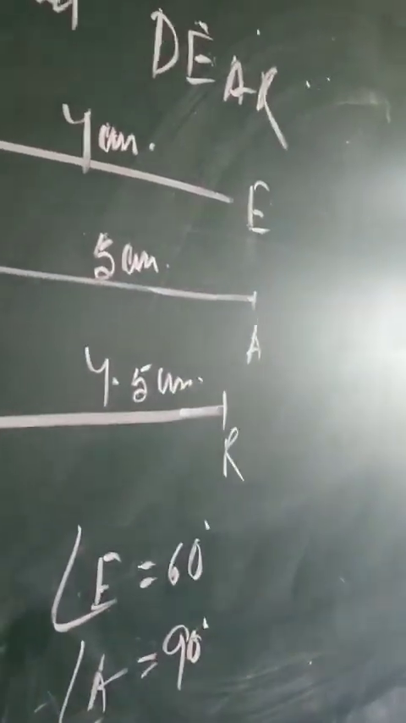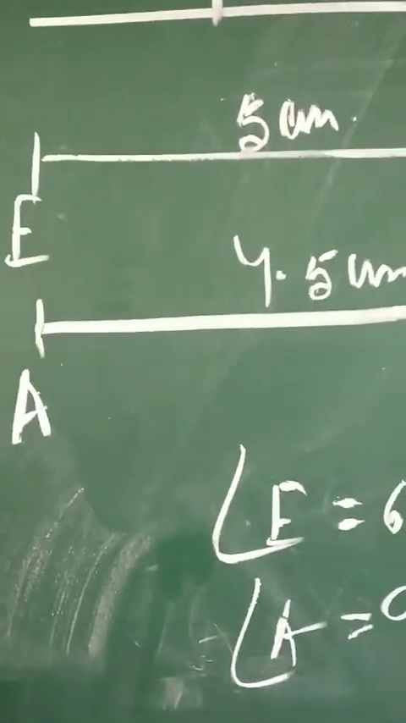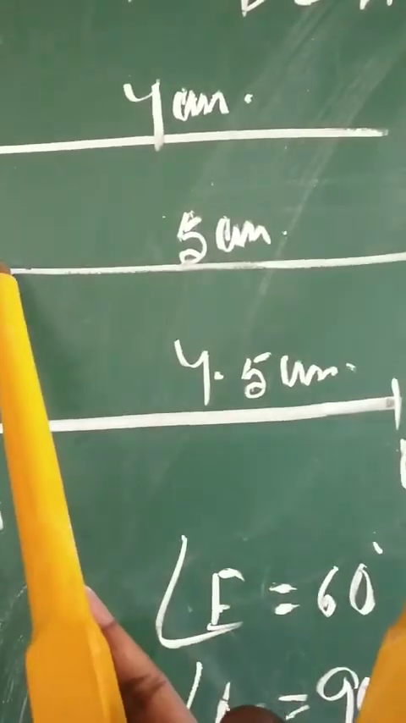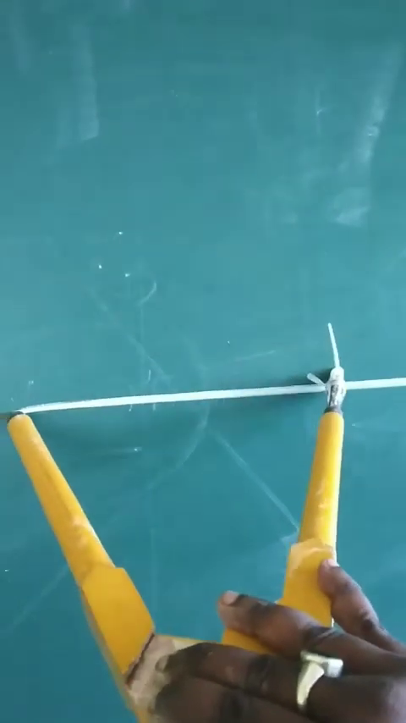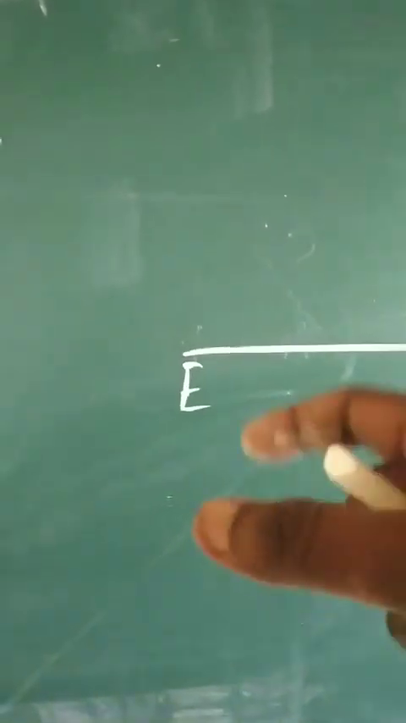And I'll copy the measure of the side EA with compasses. This is measuring EA, 5 centimeter. I'll place it over here and I'll draw one arc. So name of this line segment is EA. Now I'll be constructing 60 degree at E. Let us construct 60 degree at E.